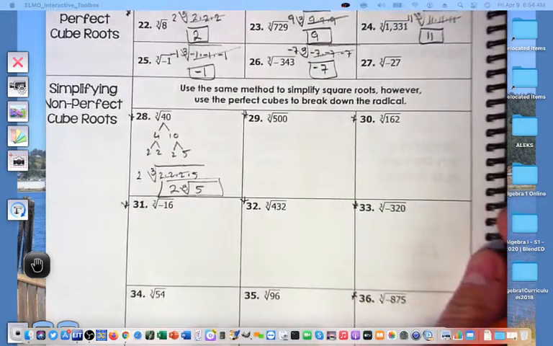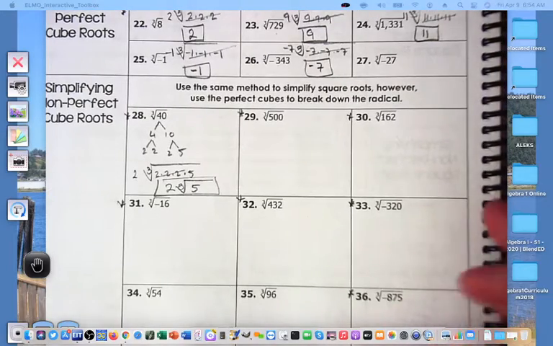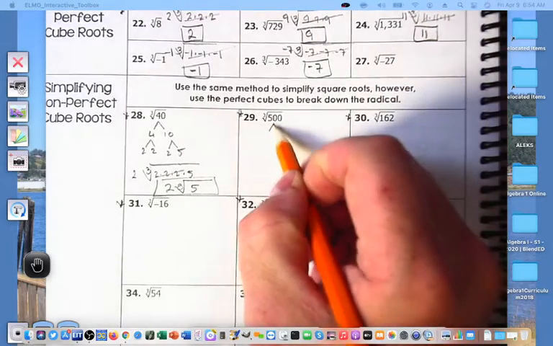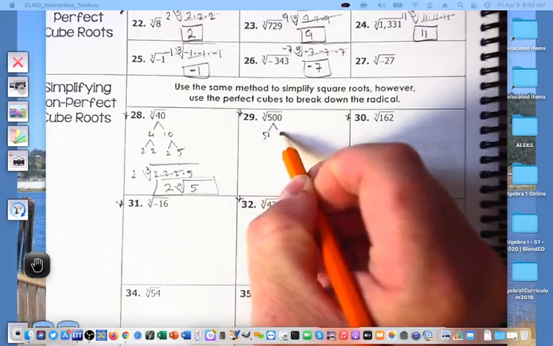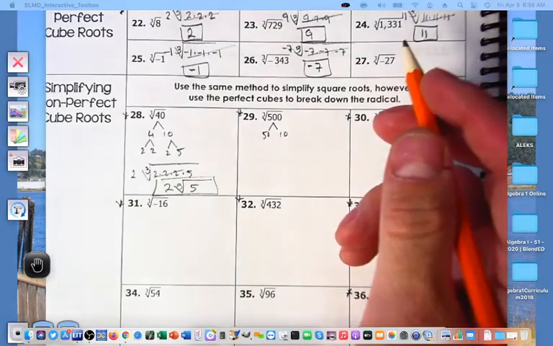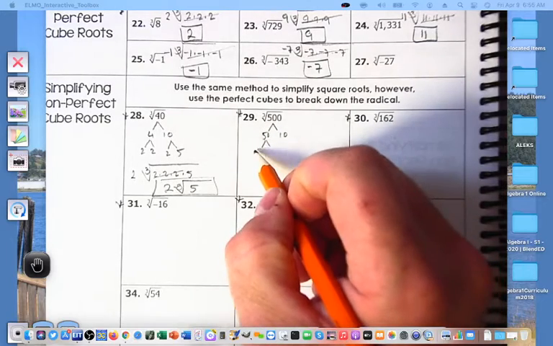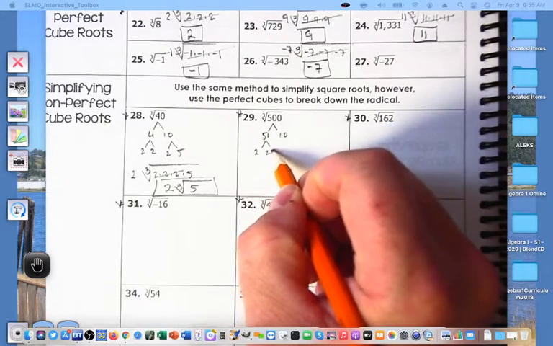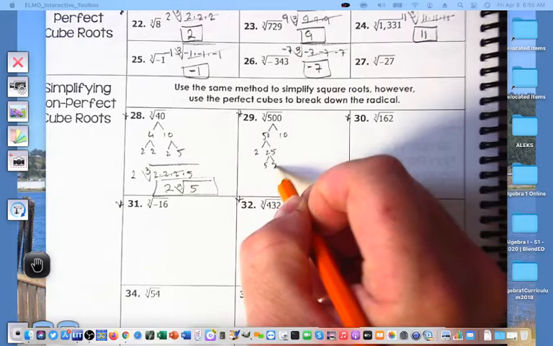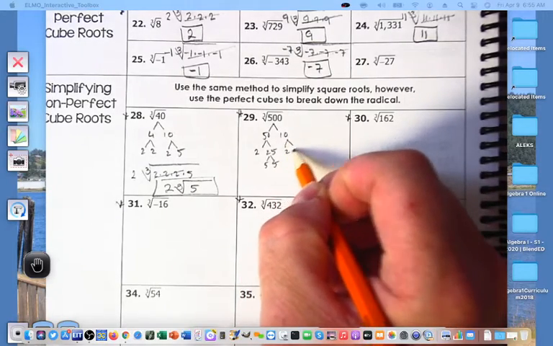Let's try a larger number, 500. So I went with 50 times 10. I could have done 5 times 100 as well. Would have ended up with the same prime factors. I have 2 times 25. 25 is 5 times 5. And 10 is 2 times 5.